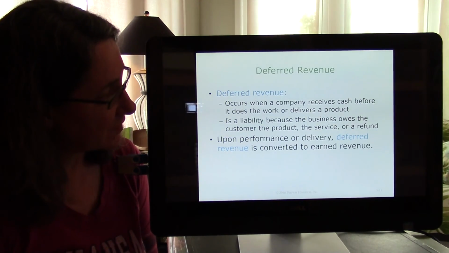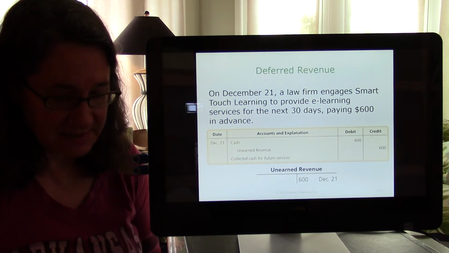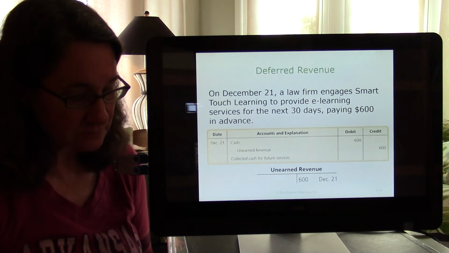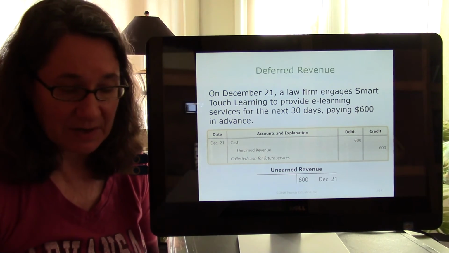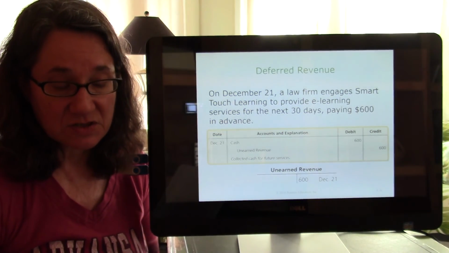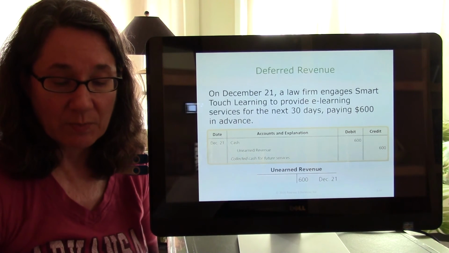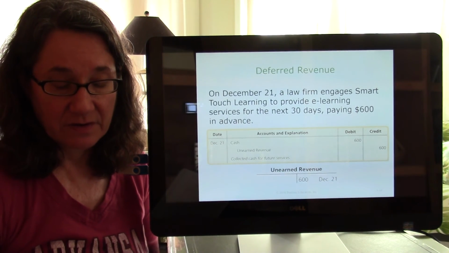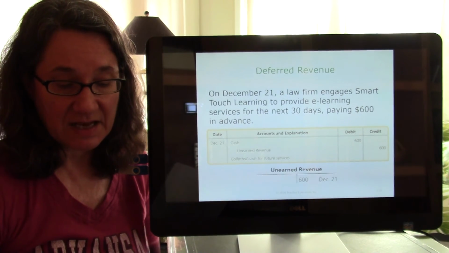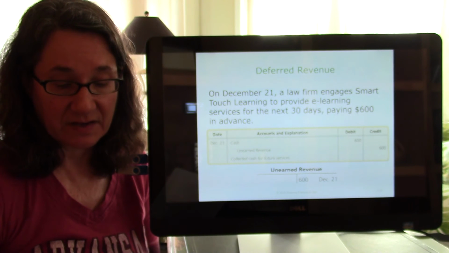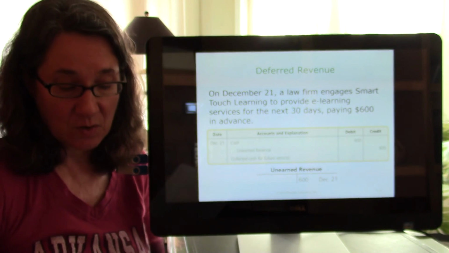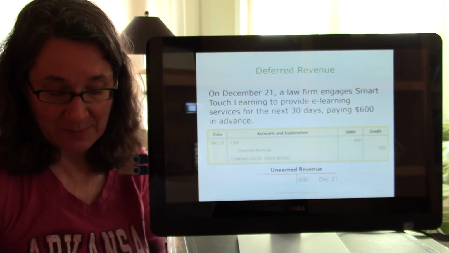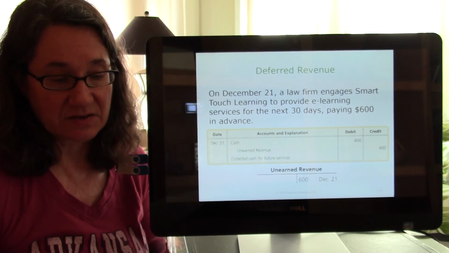All right, so talking a little more. Let's look at an example. Deferred revenues arise when the company receives payment from a customer prior to services being performed or products being delivered. Since the company has not yet performed the service or delivered the product, the customer has a right to request a refund. Therefore, the company still owes the customer either performance or money back. Therefore, the prepayment from a customer is considered a liability.